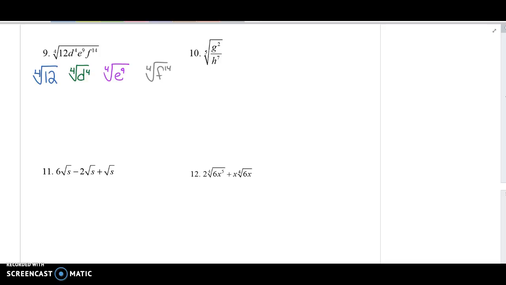4th root of 12. I would look in my fourths column, but unfortunately there aren't any numbers smaller than 12 that we could break it into. So the 4th root of 12 is pretty much, I mean, it's simplified. There's no perfect fourths in there. The 4th root of d to the 4th. Exponent divided by index, that is just d.